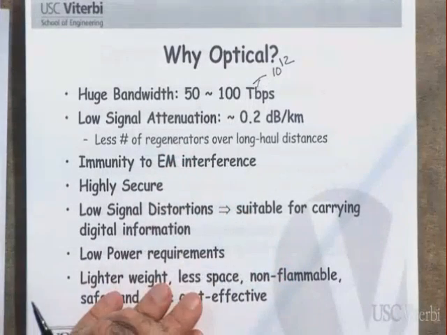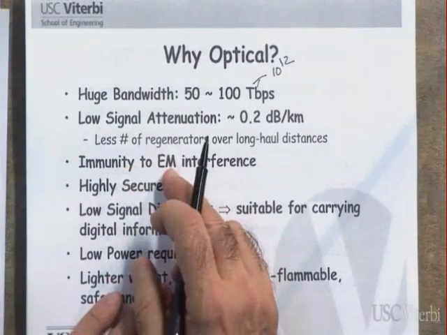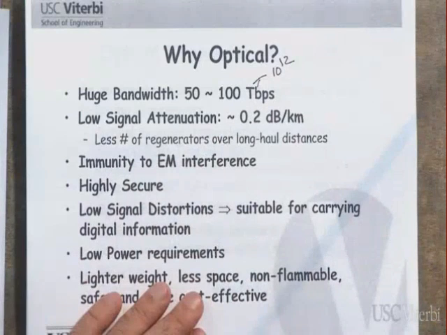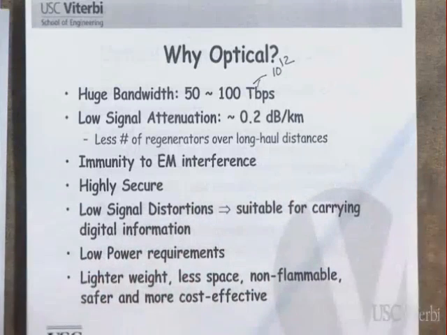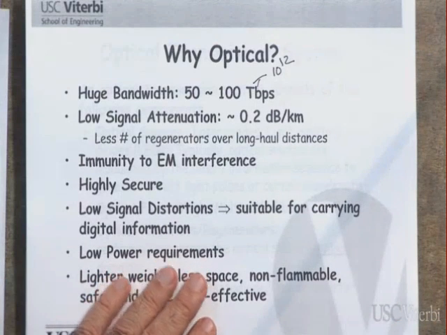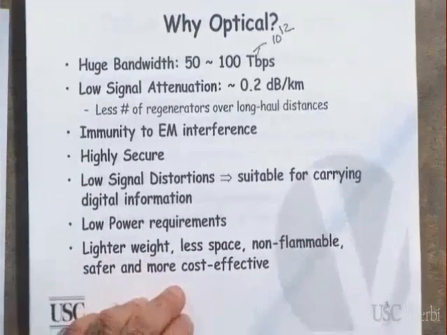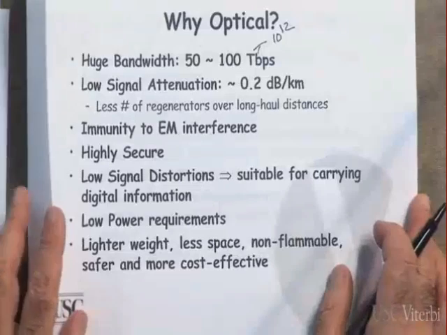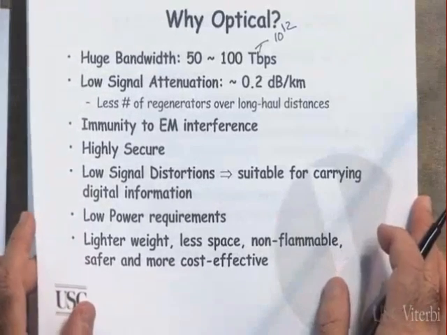Optical transmission over optical fiber is immune to electromagnetic interference. Radio signals in the vicinity have no effect on the optical transmission. Highly secure. It's very hard to tap into the fiber. The fiber sometimes will break, and the transmission will be discontinued. Low signal distortions, again, suitable for carrying digital information. Low power requirements, lighter weight, less space it takes, non-flammable, safe, and more cost-effective.